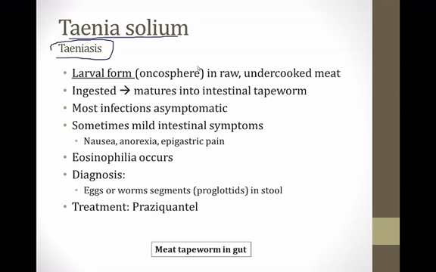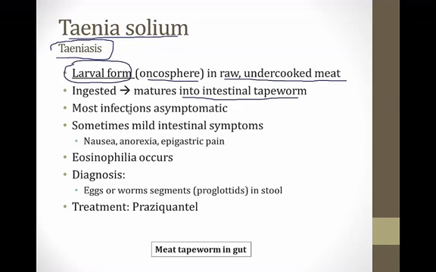And the way you get teniasis is by eating raw or undercooked meat. Usually it's pork because this helminth likes to live in pigs. So if you eat meat from a pig and you don't cook it well, you can get this infection. What happens is you ingest the larval form, which is called an oncosphere, and when you ingest it, it goes into your intestine and matures into a tapeworm.